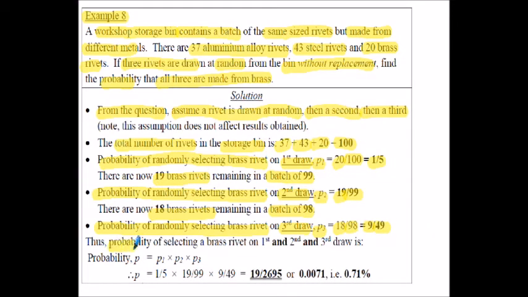So finally, the probability of selecting a brass rivet on the first, the second and the third draw is given by P1 times P2 times P3. Putting the numbers in, it's 1 upon 5 multiplied by 19 divided by 99 multiplied by 9 divided by 49. That gives a probability of 19 divided by 2,695, or decimal 0.0071, or 0.71%.